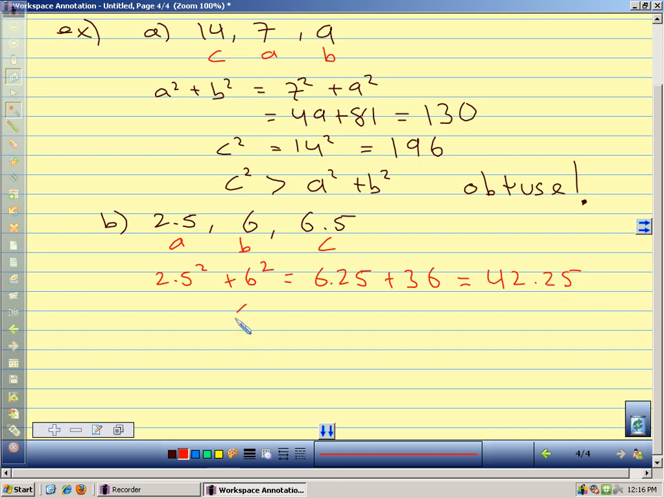And c squared is 6.5 squared, which is 42.25. So what does this tell us? It is a right triangle. Because it's exactly the same, because it's equal. A squared plus b squared equals c squared. So this is a right triangle.